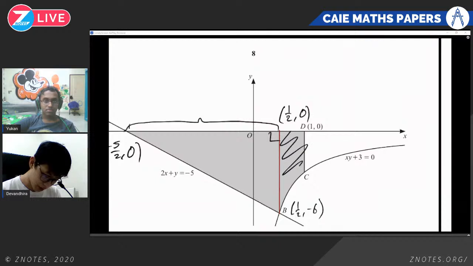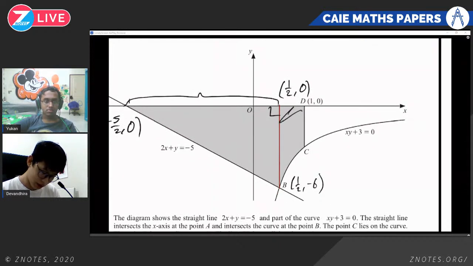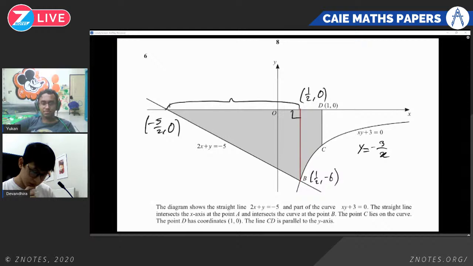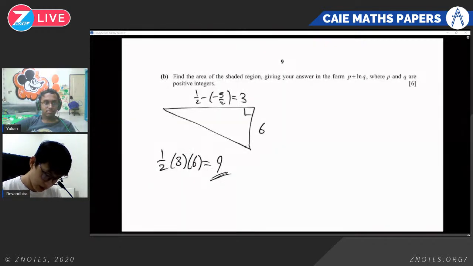Now we just have to find what this part is. So how can we find this one? This one looks scary. Well, we already have a line equation and we have bounds for x. That's 1.5. So we have a definite integral from half to 1 of, if you solve for y, which is negative 3 over x, we can just integrate it with respect to x, because we're going from the curve to the x-axis. All right, so let's do that.